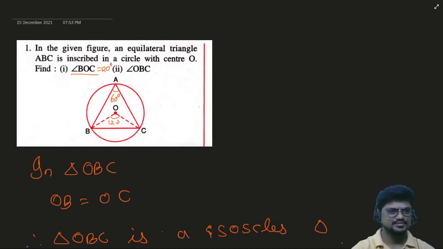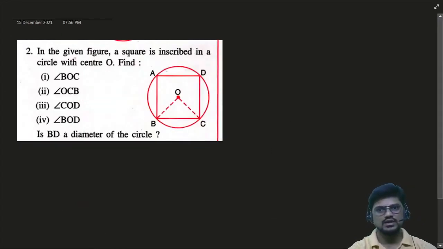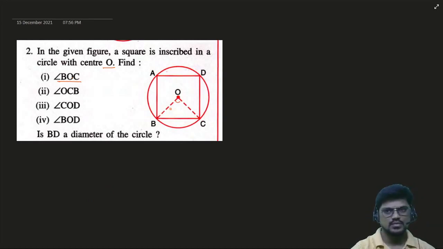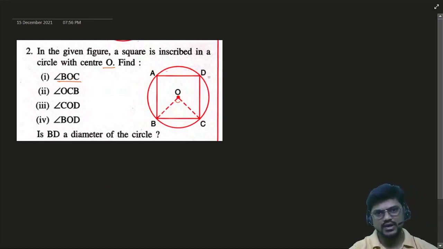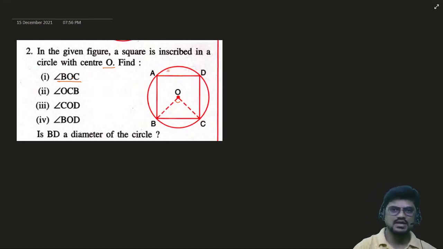Okay. Next. Now what is given over here? In the given figure, a square is inscribed in a circle with center O. This square is inscribed in the circle, okay, with center O. Find angle BOC, they are saying. How will you find angle BOC? This angle you need. See, they have already given that this is a square. ABCD is a square, and this O is the center of the circle. Fine. And we need to find what is angle BOC.